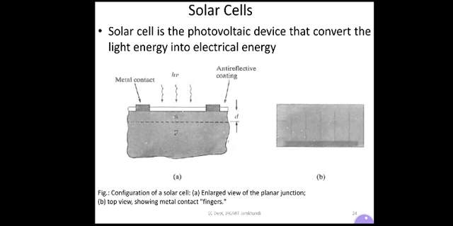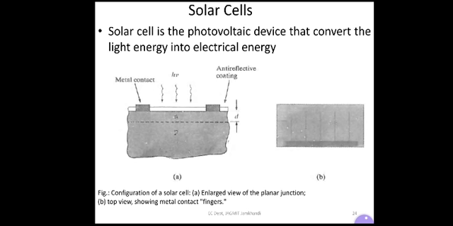You can also see that metal contacts are available. Proper metal contacts are made on the n-type and p-type sides of the semiconductor to provide electrical connections.